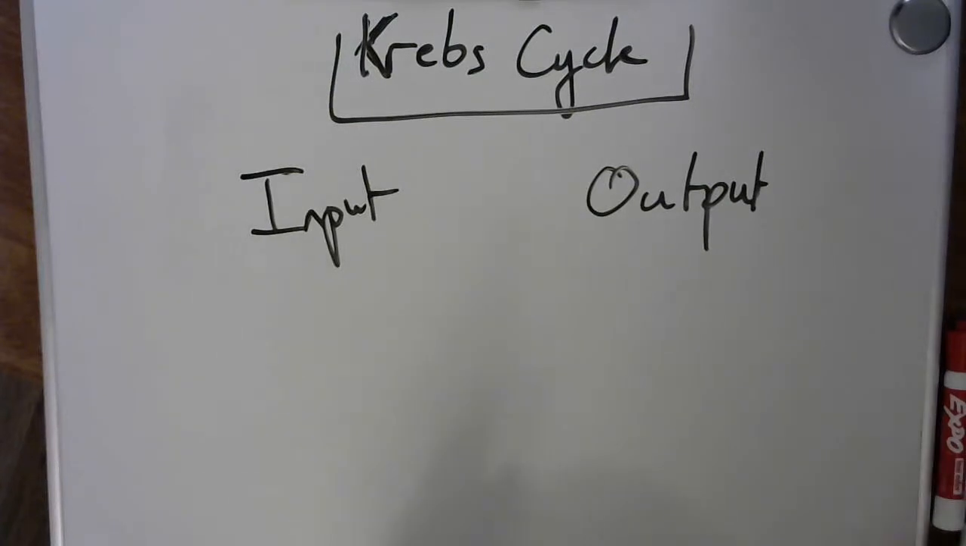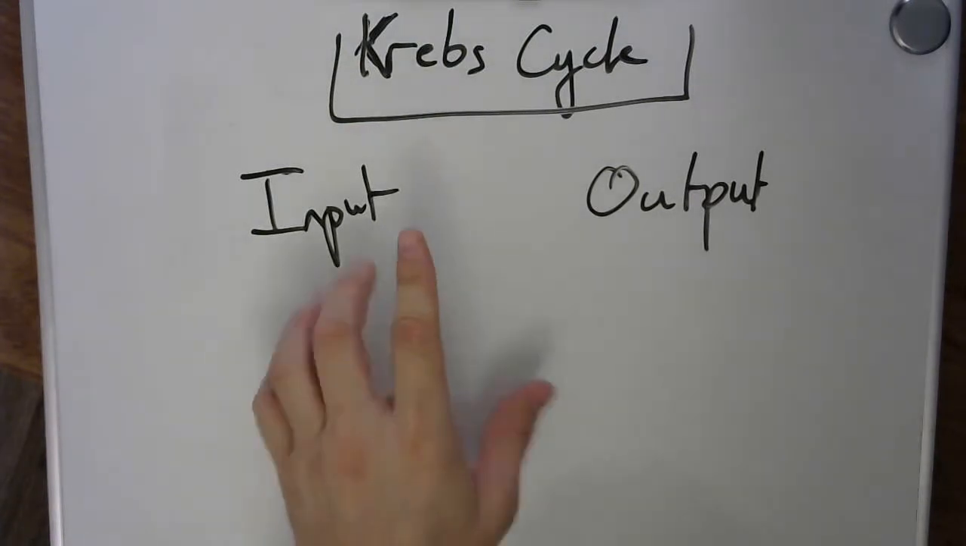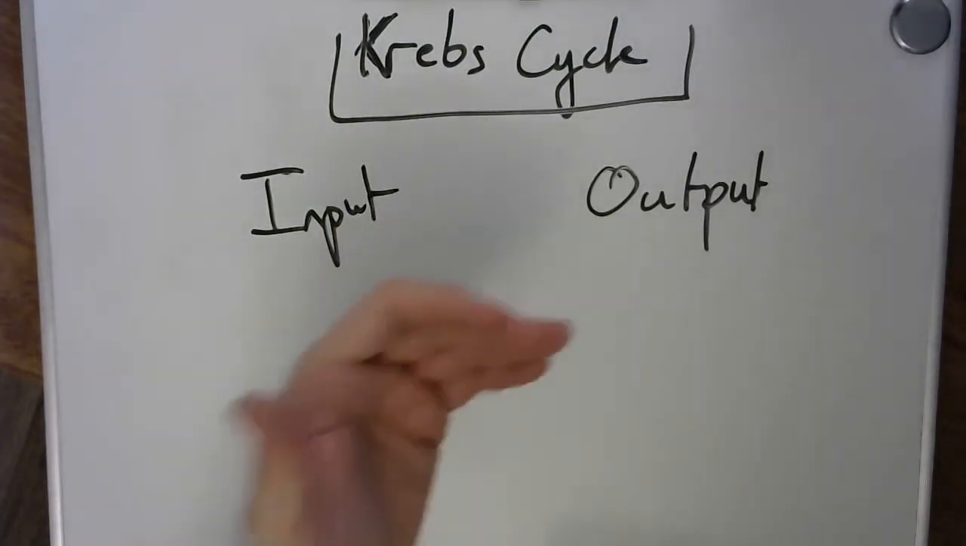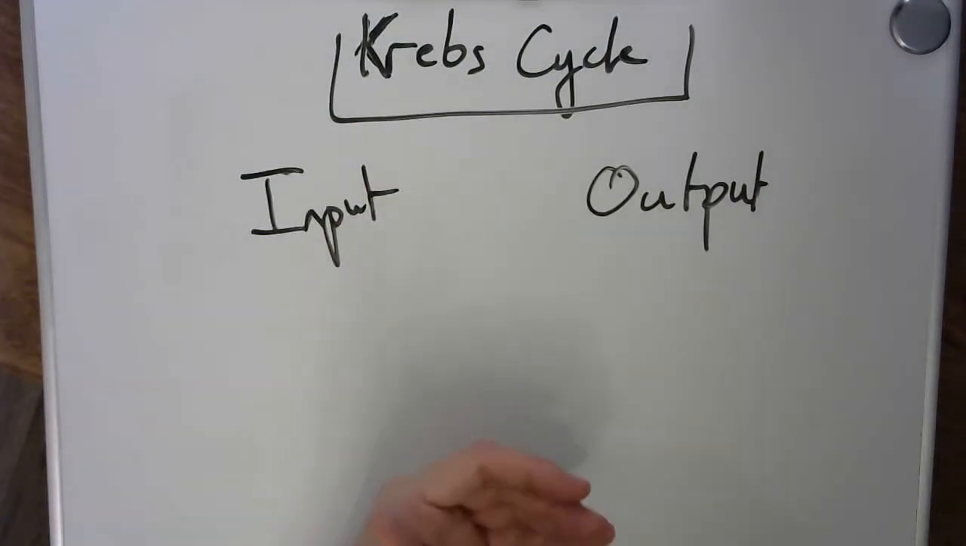Hey guys, continuing on our merry way of respiration. We did glycolysis, we did transition steps. We now are in the Krebs cycle, still in the mitochondrion. Glycolysis takes place in the cytoplasm. Transition step, transition from cytoplasm into mitochondrion.